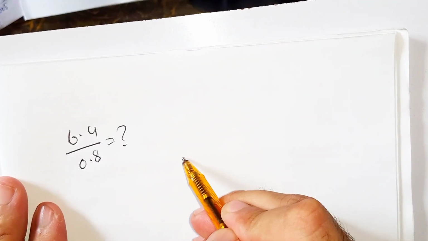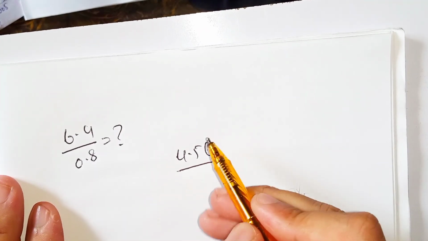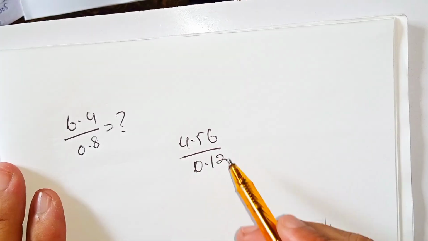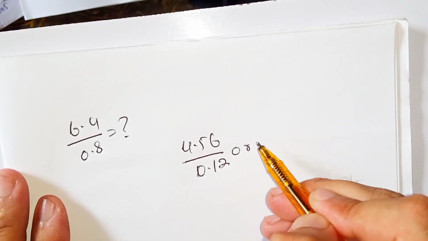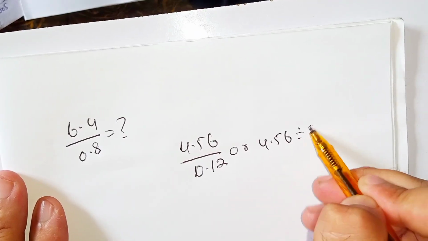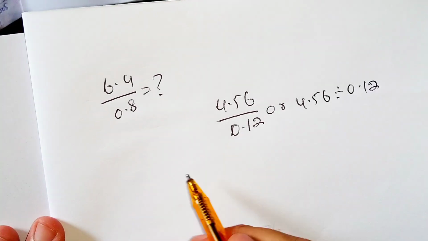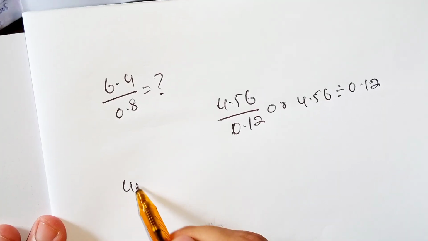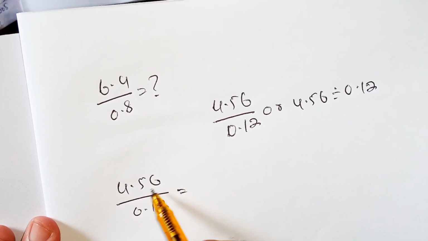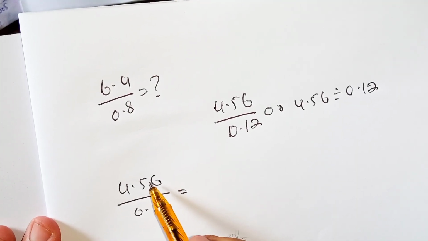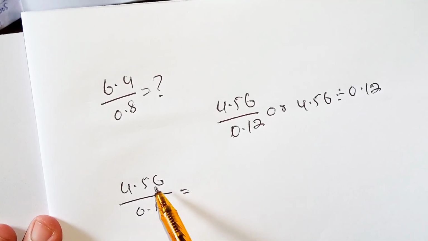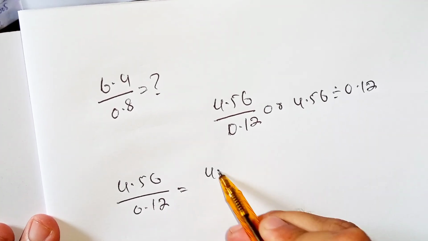We'll take another example, 4.56 divided by 0.12. Alright, so again it is very easy. Here we see that there are two digits after the decimal point in the numerator, and there are two digits in the denominator after the decimal point. We will multiply the numerator and the denominator by 100.